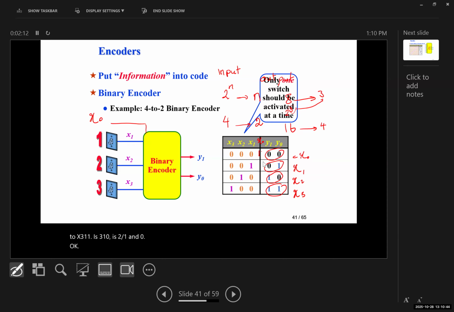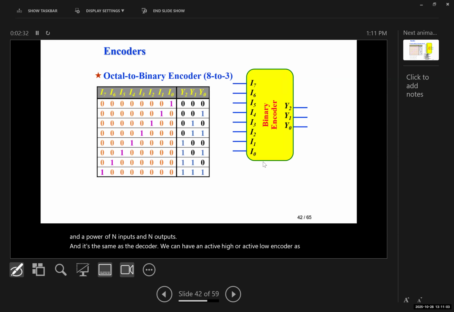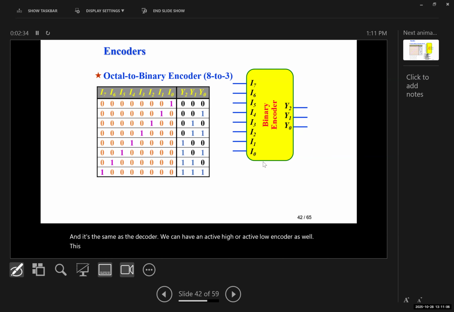So again, an encoder is a device that puts information into a code. For an encoder, we have 2 to the power of n inputs and n outputs. It's the same as a decoder. We can have an active high or active low encoder as well. This is an expanded octal to binary encoder. In other words, it's an 8 to 3 encoder. 2 to the power of 3 gives us 8. So 8 to 3.